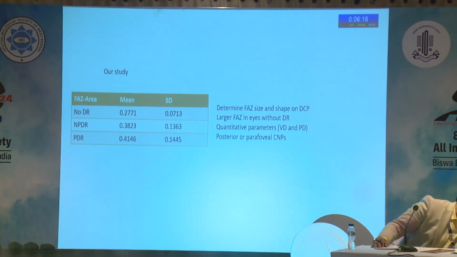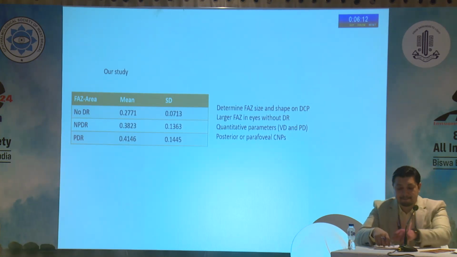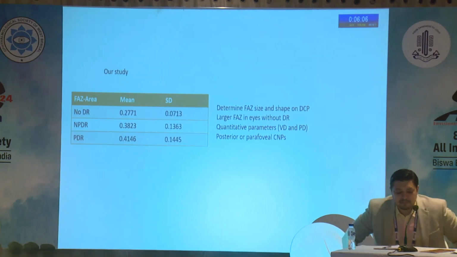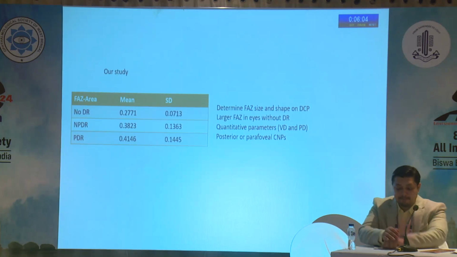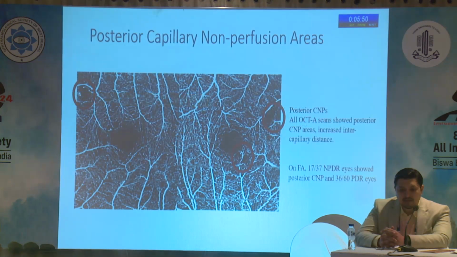And again, as Devesh mentioned, we compared the vascular density and perfusion density, and again it's a logical as well as a well established fact that as the severity of diabetic retinopathy increases, both vascular density as well as perfusion density go on to decrease, in a way notifying that the disease is progressing and ischemia is progressing.